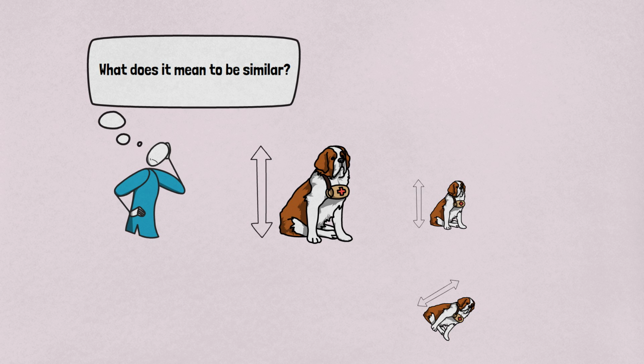So if we label the dog heights big H, H1 and H2, and the widths W, W1 and W2, we'll say that they are similar if the ratios H over W, H1 over W1, and H2 over W2 are all the same.